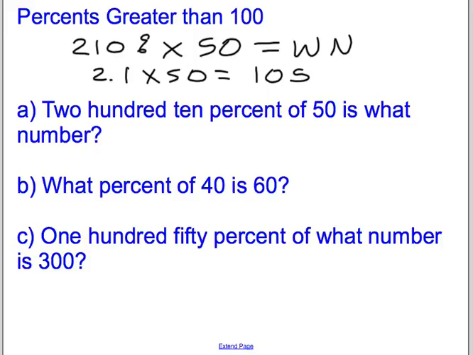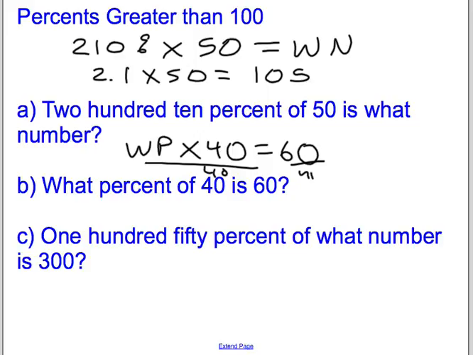B, set it up again. We're looking for what percent of 40 is 60. And to solve for what percent, we divide by 40. And when you take 60 divided by 40 on your calculator, you should get 1.5. But that's the decimal value.